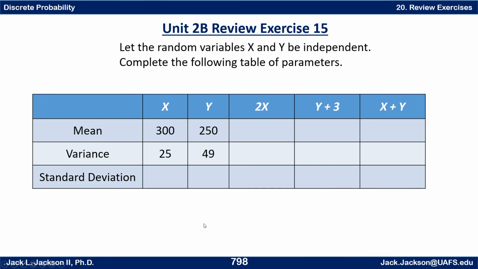Okay, and the last one in this little set: let the random variables x and y be independent. Complete the following table of parameters. So we have random variables x and y. The means are 300 and 250 respectively, and the variance of x is 25 and the variance of y is 49. We want to find their standard deviations, and then look at some new random variables, 2x, y plus 3, and x plus y, and find their mean, variance, and standard deviation. See if you can do this one and come back when you're ready. Press pause now.